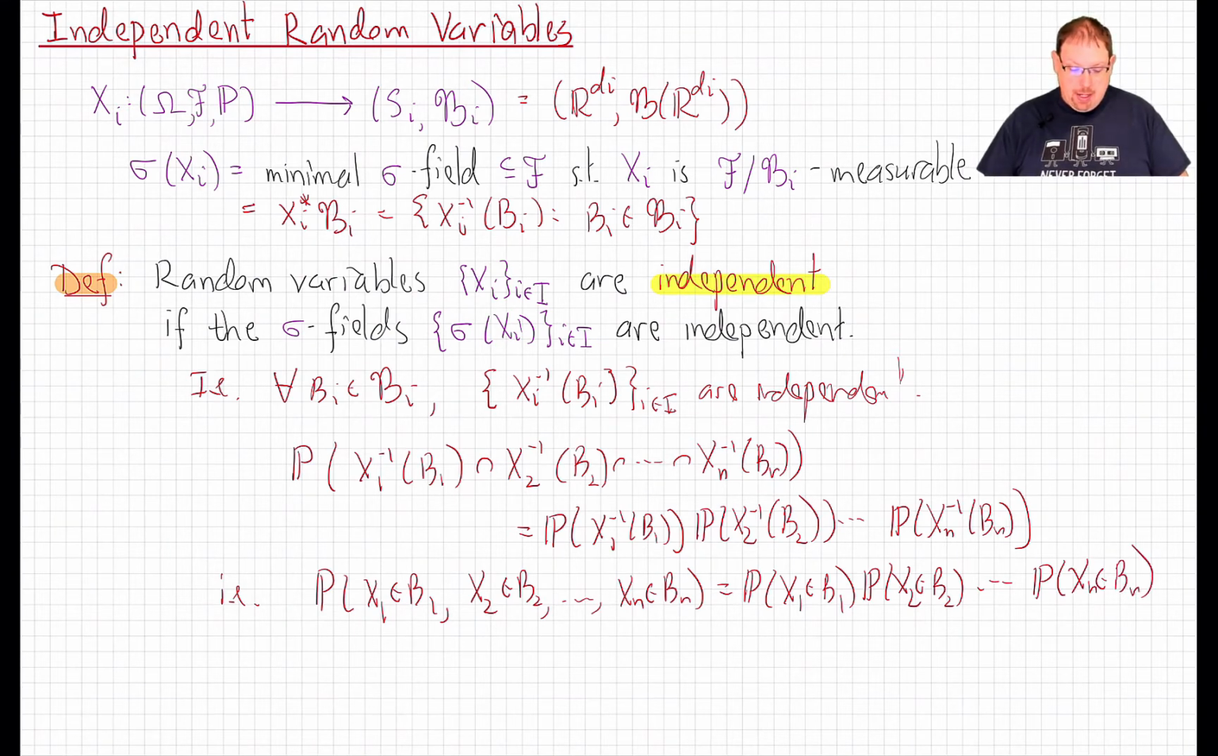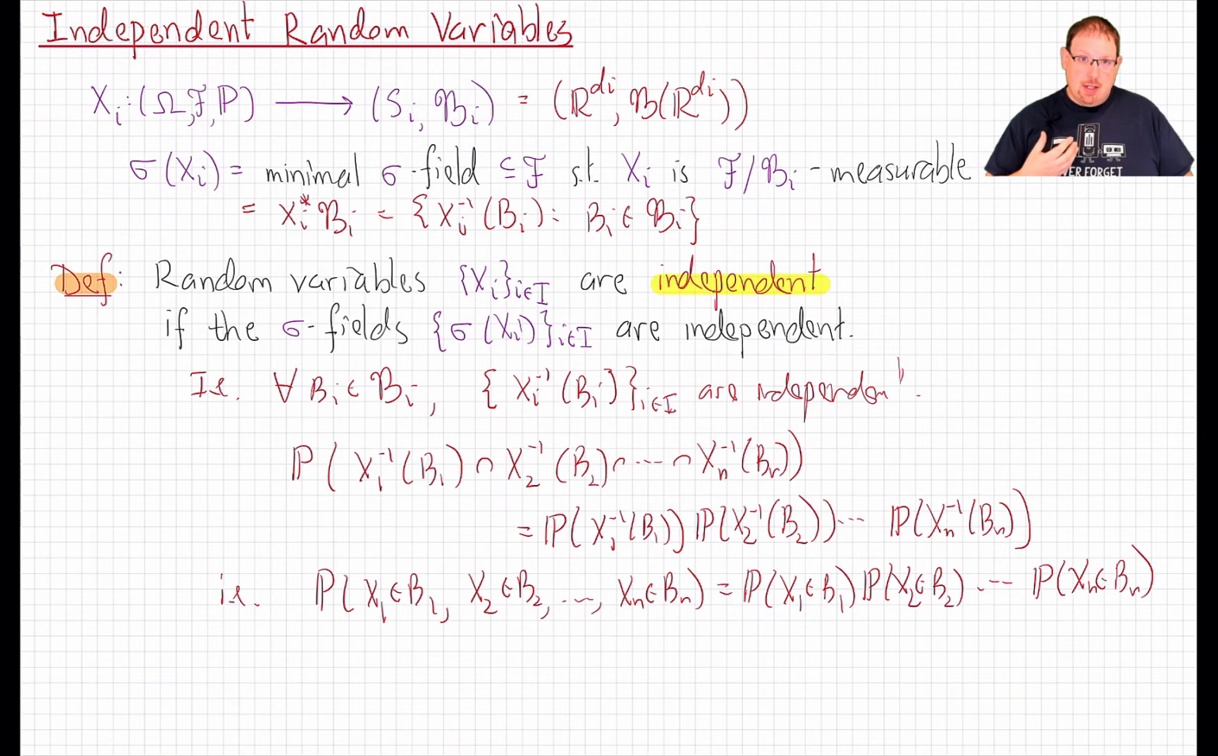The probability that the random variables X1 through Xn jointly take values in a collection B1 through Bn is the product of their individual probabilities of being in those sets. We're going to explore throughout this lecture different ways of saying that same thing, but that is the definition of independence of random variables. In the last lecture, we talked about extending independence from classes to sigma fields, which worked in general provided that those classes were pi systems.